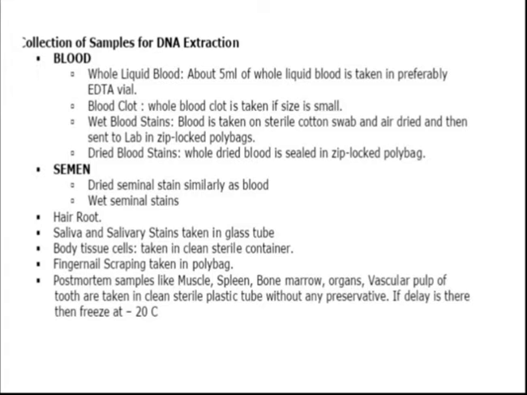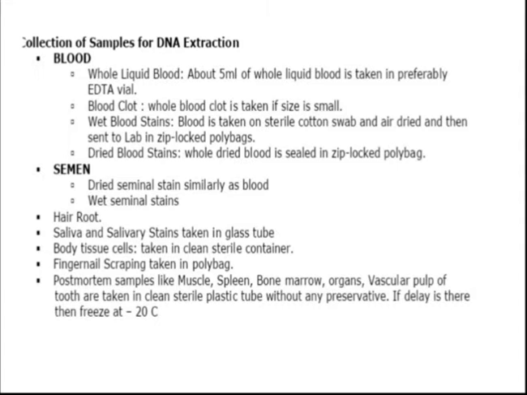When blood is in the form of wet blood stains, blood is taken on a sterile cotton swab and air dried, and after that sent to the lab in Ziploc polybags. When there are dried blood stains, then the whole dried blood should be sealed in a Ziploc polybag. So all these types of blood can be taken in different types of containers like a vial, cotton bag, or polybags, or Ziploc polybags.